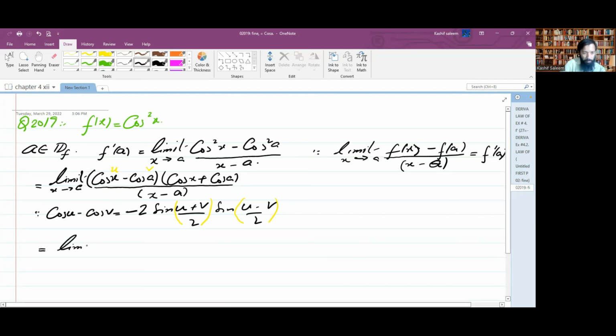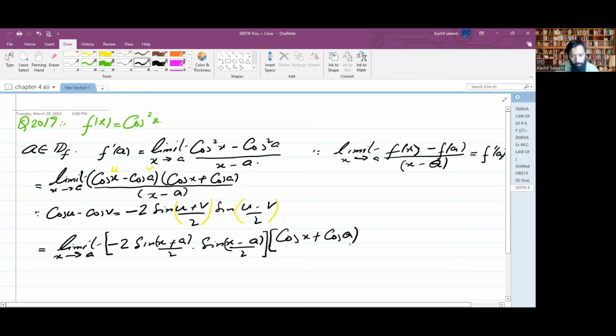So the limit as x approaches a is equal to minus 2 sine of (x plus a) upon 2 and sine of (x minus a) upon 2. This value is multiplied by this value. You need not apply cos u plus cos v here, because the indeterminate form is due to this factor, not by that factor. So we will leave it, just write it as it is: cos x plus cos a, and in the denominator we have x minus a.